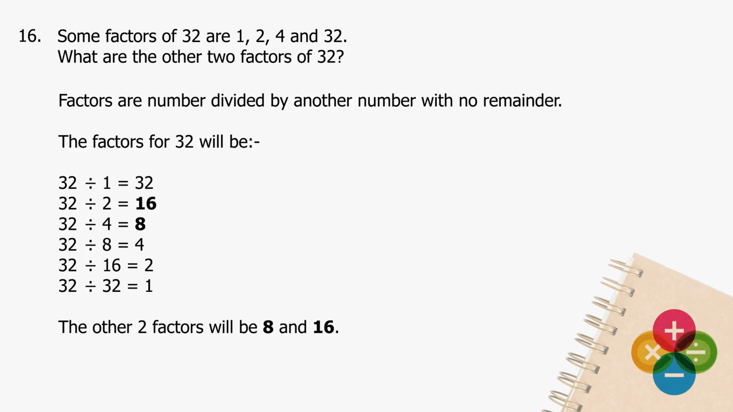Factors are numbers that divide another number with no remainder. The factors for 32 will be: divide 32 by 1 equals 32, divide 32 by 2 equals 16, divide 32 by 4 equals 8, divide 32 by 8 equals 4, divide 32 by 16 equals 2, divide 32 by 32 equals 1. The other two factors will be 8 and 16.